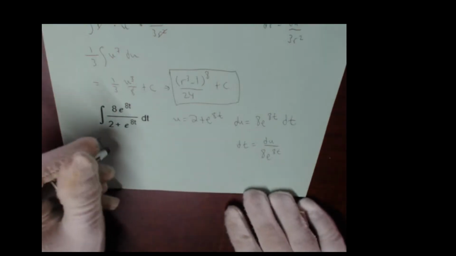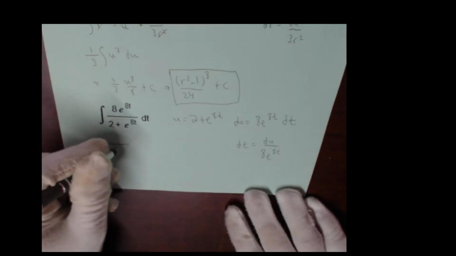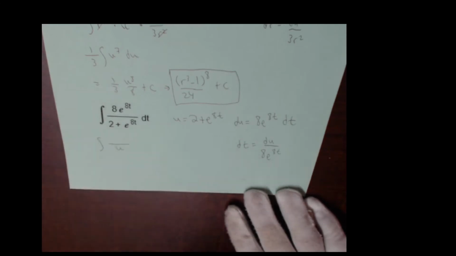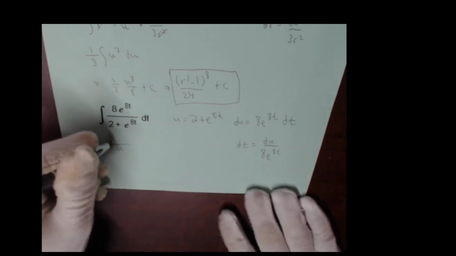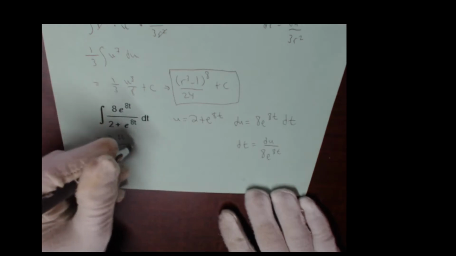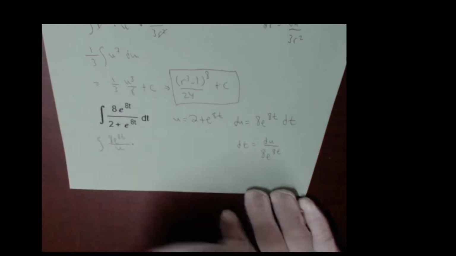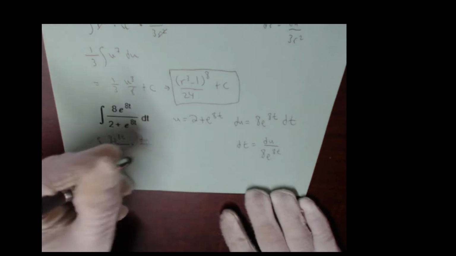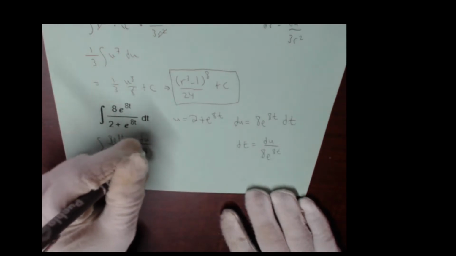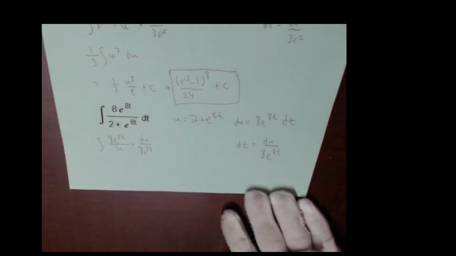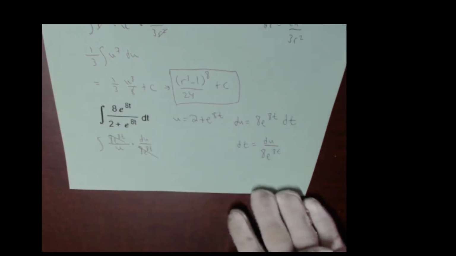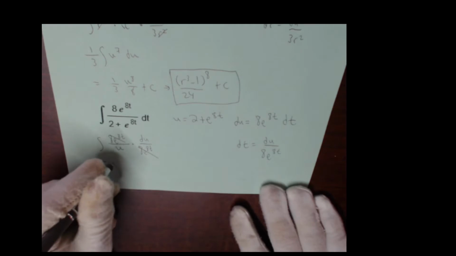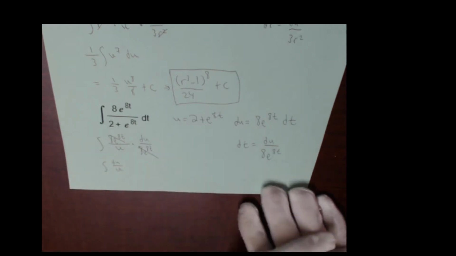So here's what it looks like after our substitution. We have u down here. Up here we have 8e to the 8t, and then we replace dt with du over 8e to the 8t. That happily cancels all of that, which is exactly what we needed to happen. And so look at this, we just get the integral of du over u again.